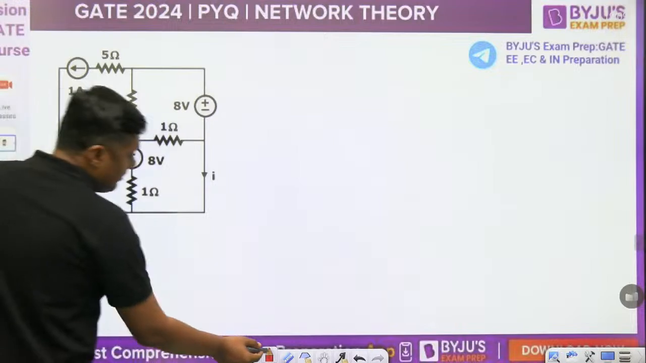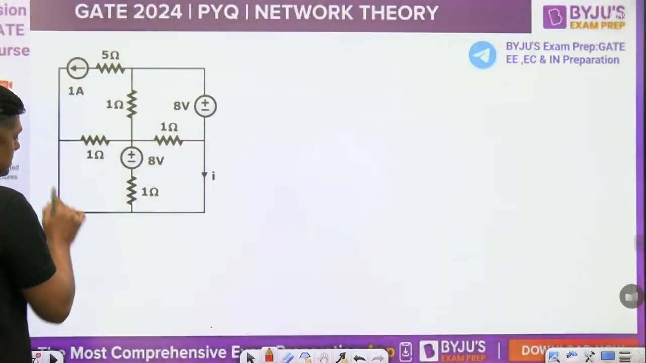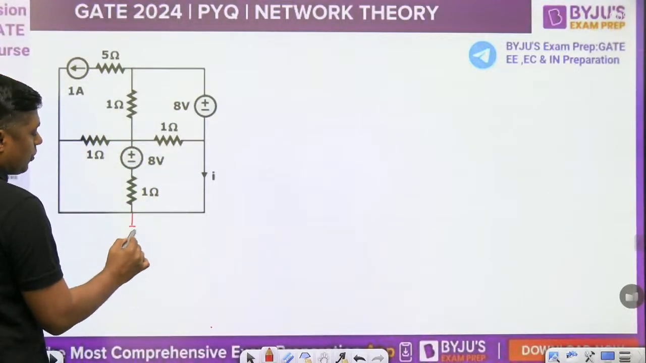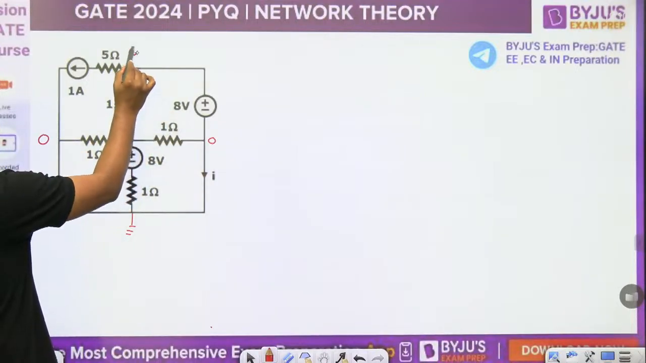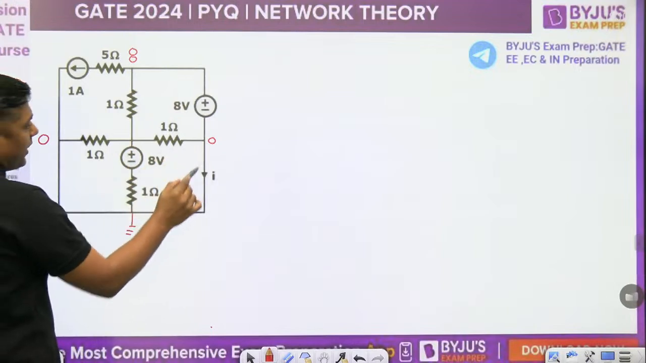Now simply, this is connected, like this is 0. So what is the voltage here? 0. What is the voltage here? 0. What will be the voltage here? 8 volt. Now you have to find the I.